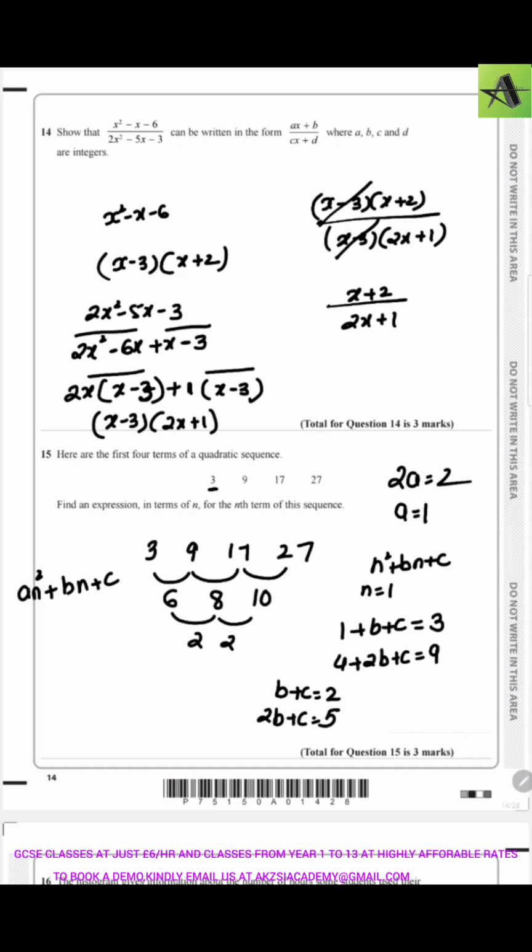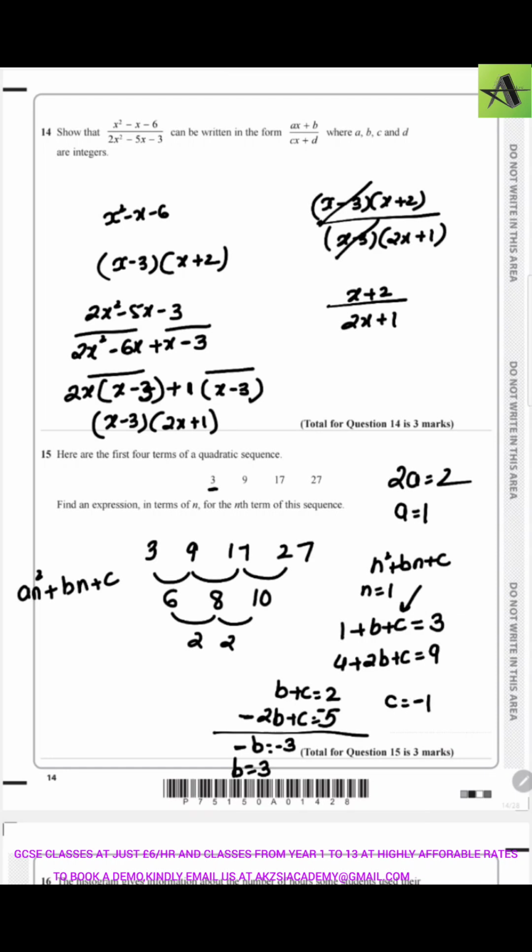Now you have to make the coefficients the same, or directly, c already has the same coefficient, so I'm just subtracting here. This will give me negative b, and this is negative 3. So b is 3. If b is 3, put it here, so I'll get c as negative 1.